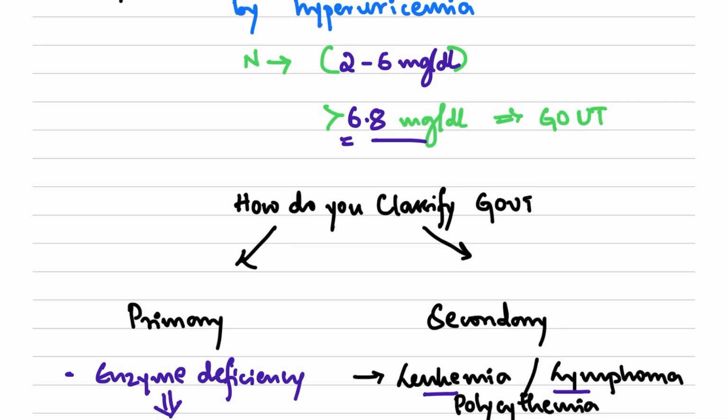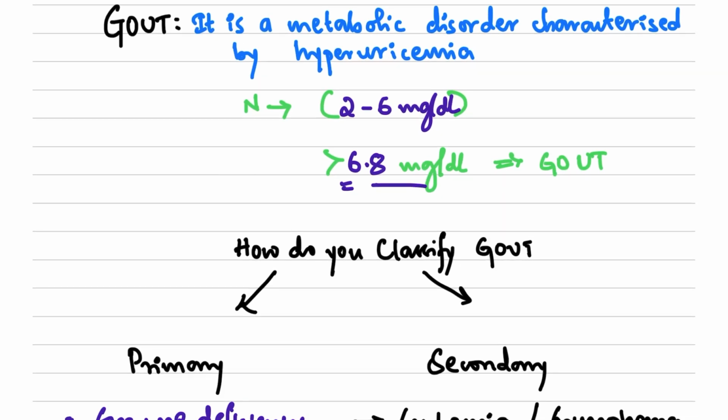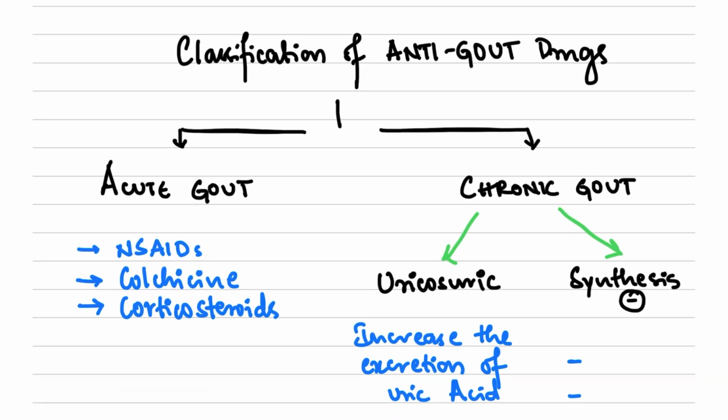All right. So this is the meaning of gout, and the normal levels of uric acid range from 2 to 6 mg per deciliter, and more than 6.8 leads to gout. So moving on to the classification of anti-gout drugs. I have covered the complete gout mechanism and pathophysiology along with clinical features in a separate video. Make sure to watch that and come back here so that you will have a better understanding of what gout is and how we actually treat it.